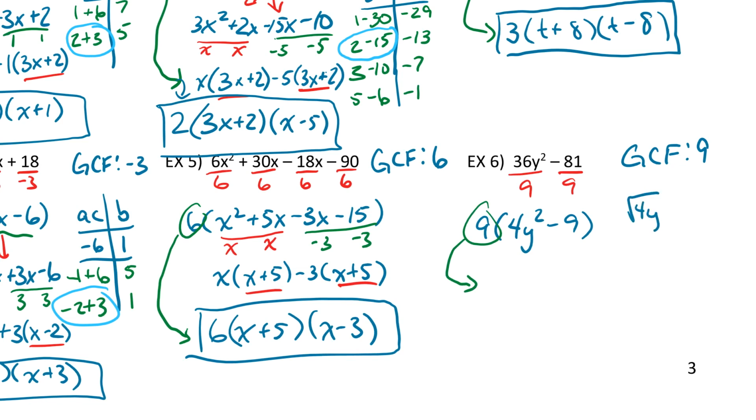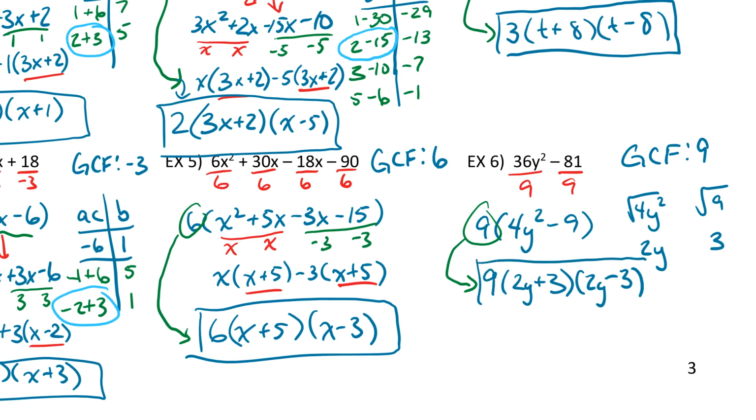So the square root of 4y squared would just be 2y. Square root of 9 would just be 3. So we're going to make 2 parentheses. 2y goes in the first one. 3 goes in the second spot in each. Plus in one, minus in the other. And we make sure to put the 9 back. And that's factoring completely. So just make sure that you're always looking for a GCF first, and make sure that when you think you're at the final answer, it can't be factored anymore.